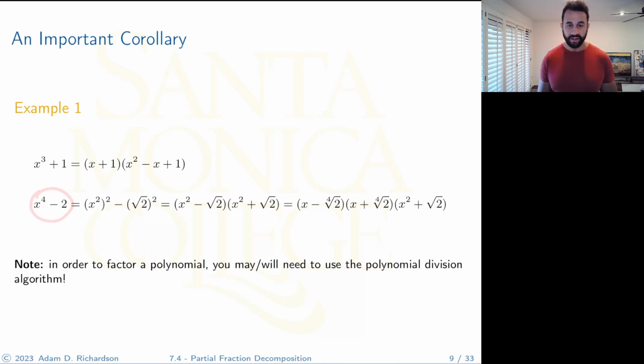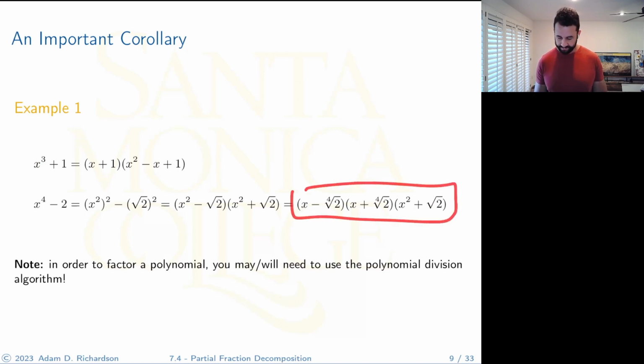This one right here, x to the 4th minus 2, can it be factored? Yes, it can. The degree is greater than or equal to 3. It can be factored over the real numbers, and it factors into this. There you go. That's fully factored over the real numbers. If you're allowed to use complex numbers, you could continue to factor this piece right here.